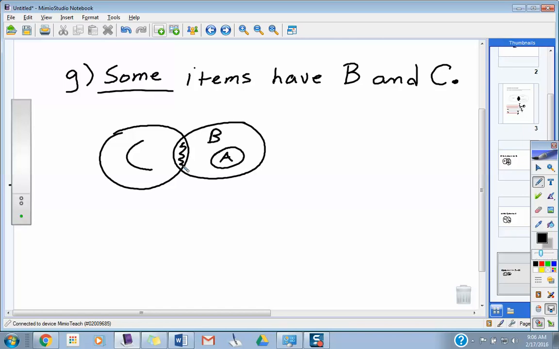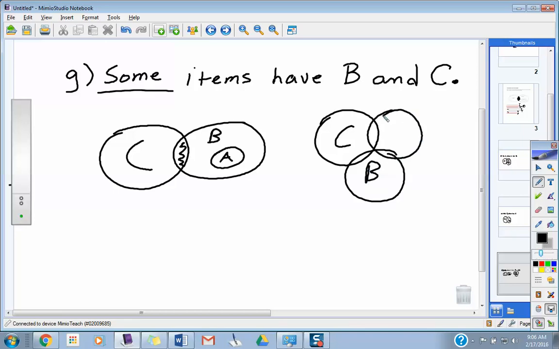You said you had an alternative to this? Kind of. It's like where there's C and then there's B and there's A. Oh, I like that. They kind of all overlap. So in that one right there, you could also say some items have A and C. That's interesting. I could really expound on that, but I don't want to confuse you today. I agree with those.